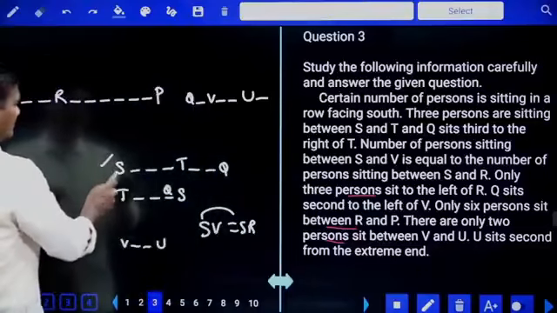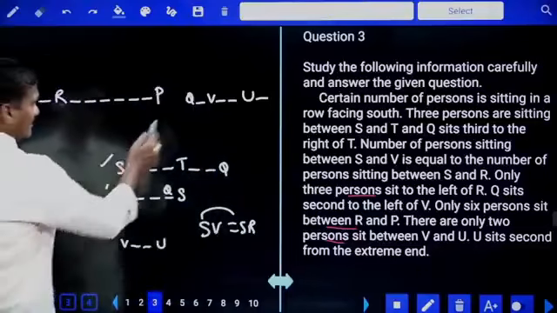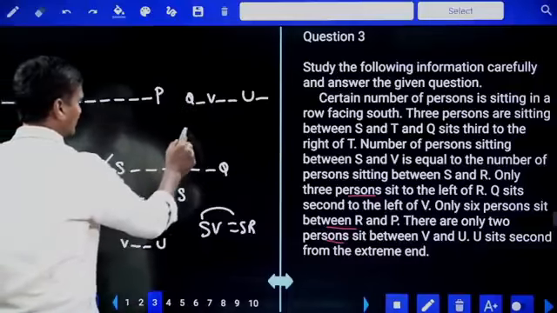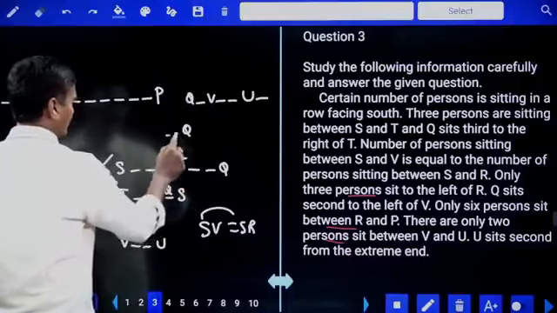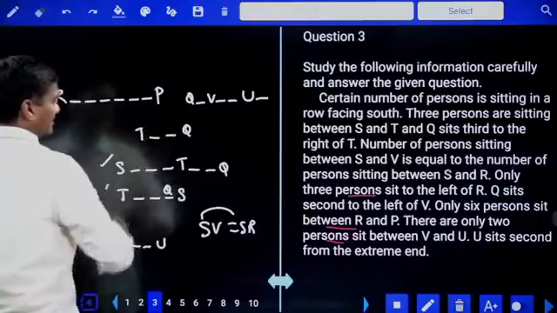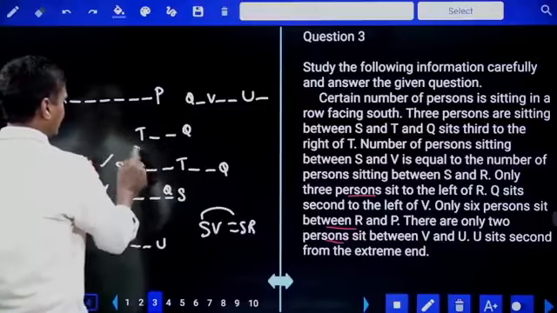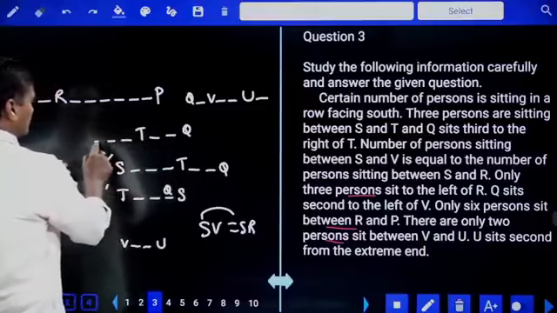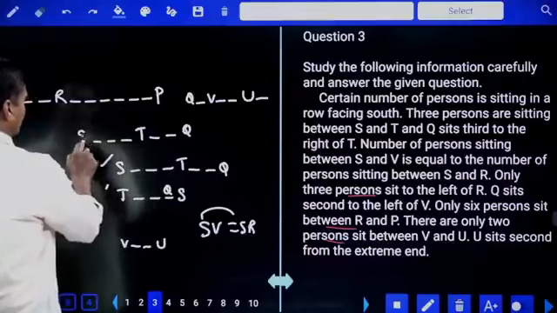Now we need to fix this S somewhere here. Now since Q is here, if we count from Q, then 1, 2, T will be here. Isn't it? If T comes, how many persons are there between T and S? Tell me. 1, 2, 3 and S will be here.